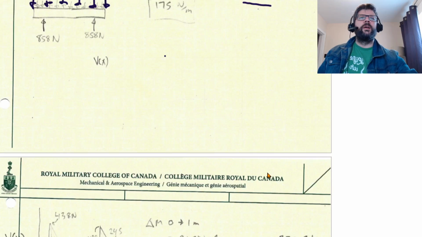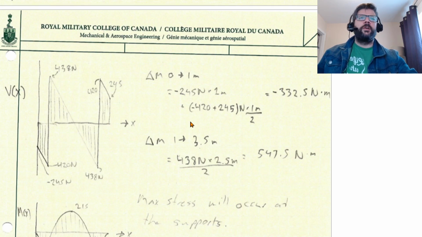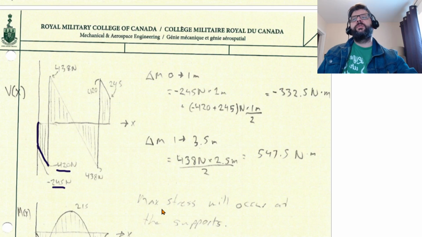So we can go from there and draw our shear diagram. Again, the weight of the caps pushing down is going to be a negative. That's going to start us off with a negative 245 newtons, and then we slant down at a rate of 175 newtons per meter for this 1 meter span. That brings us down to negative 420 newtons. And we get to our support, and we jump up.